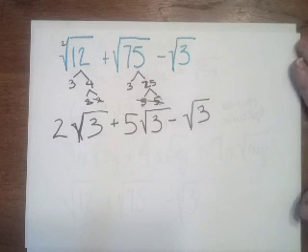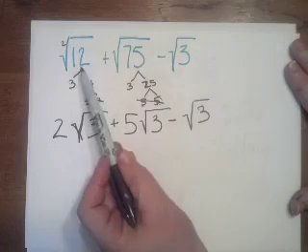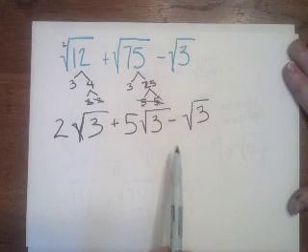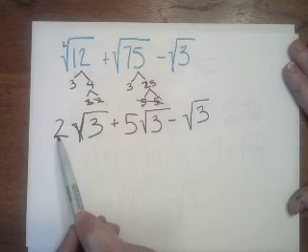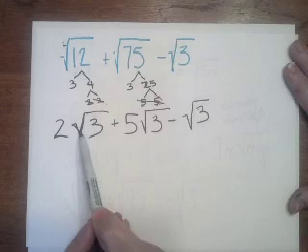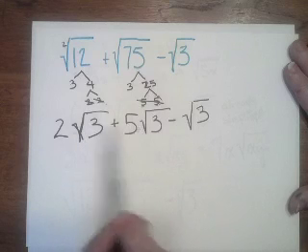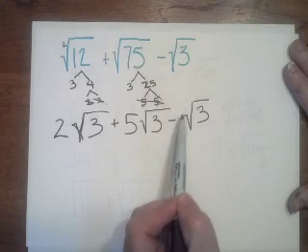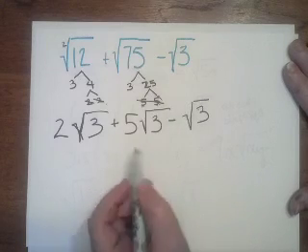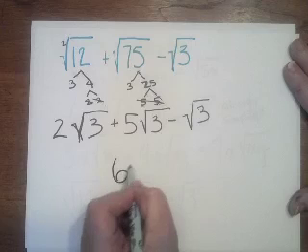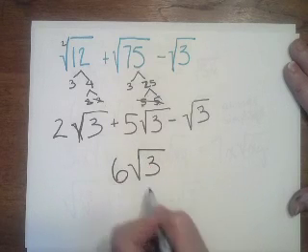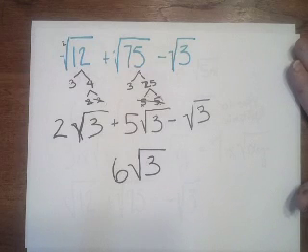And I can combine them. So sometimes, even though I start out with something that doesn't look like it can be combined, once I simplify it, then I can do the combining. So in this case, I have 2 square roots of 3 plus 5 square roots of 3, that would be 7, minus, and there's that imaginary 1 here, 1 square root of 3, so I end up with 6 square roots of 3. 6 times the square root of 3, and that's my answer.